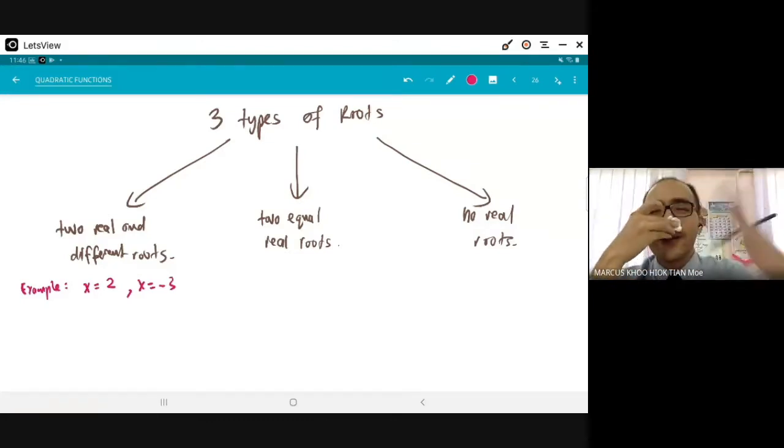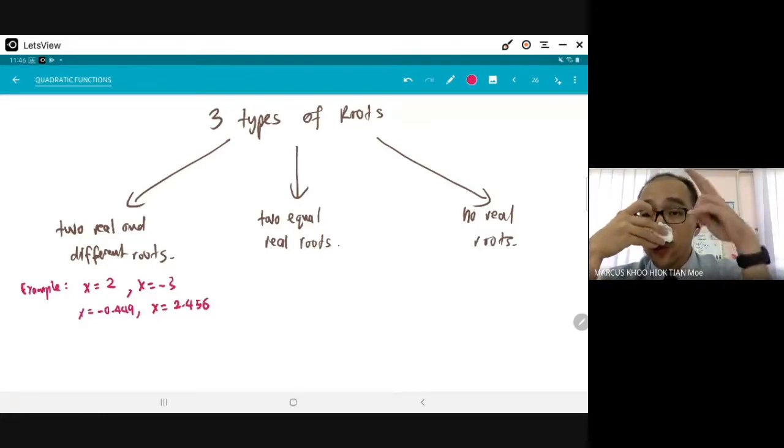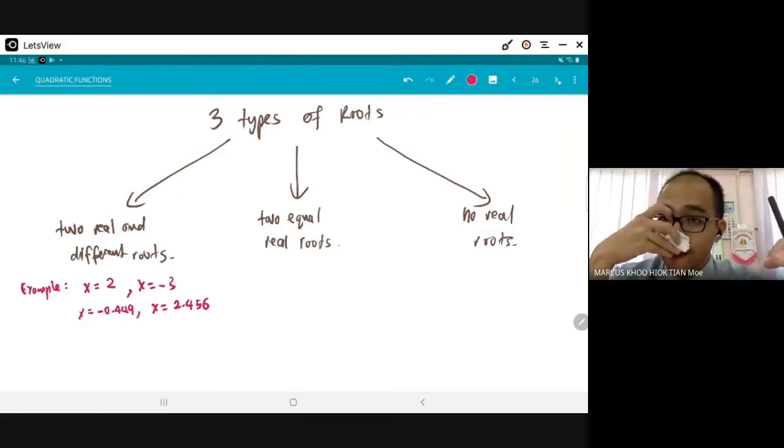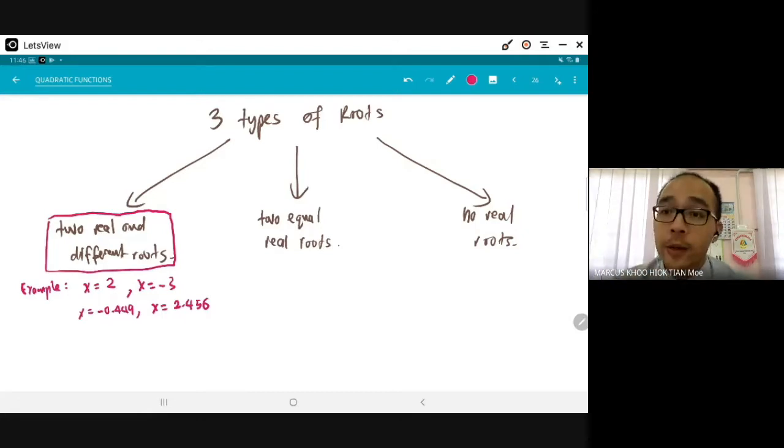Okay, anyway, coming back to this. So, example lepas kamu solve, kamu dapat 2 jawapan yang berlainan. X sama dengan 2, x sama dengan negatif 3. Atau x sama dengan negative 0.449 and x equals to 2.456. Contohnya macam ni. Okay, so ini adalah 2 jawapan x yang berlainan. So we call this kategori kita panggil 2 real and different roots. Okay, kategori pertama. Kategori kedua is 2 equal real roots.